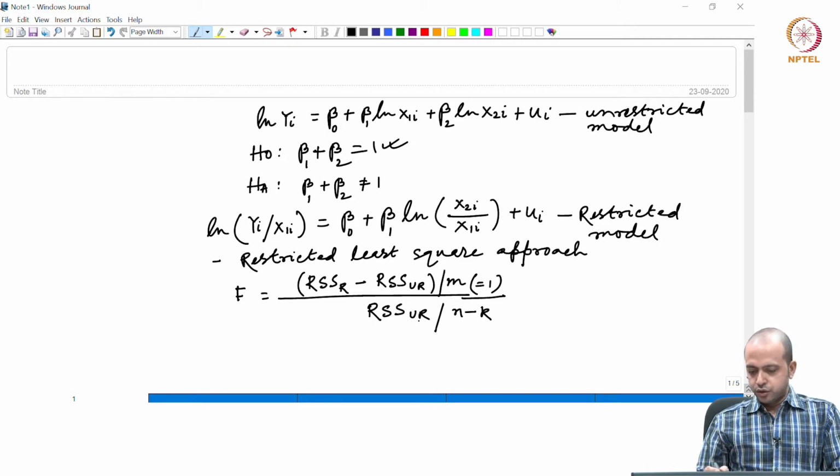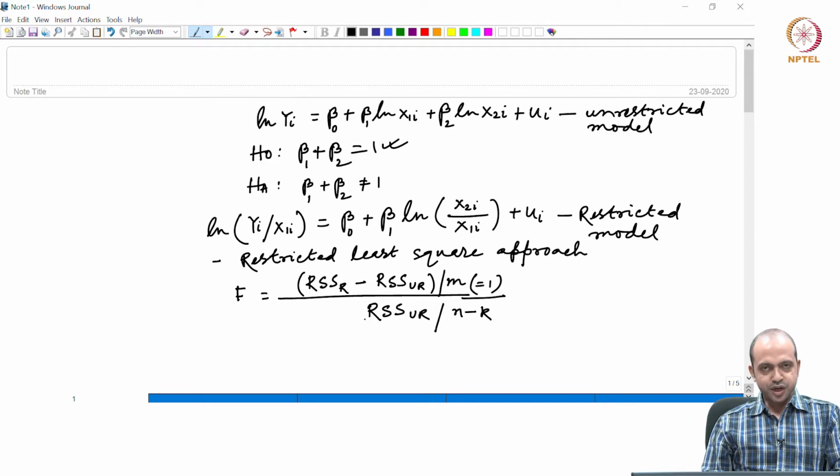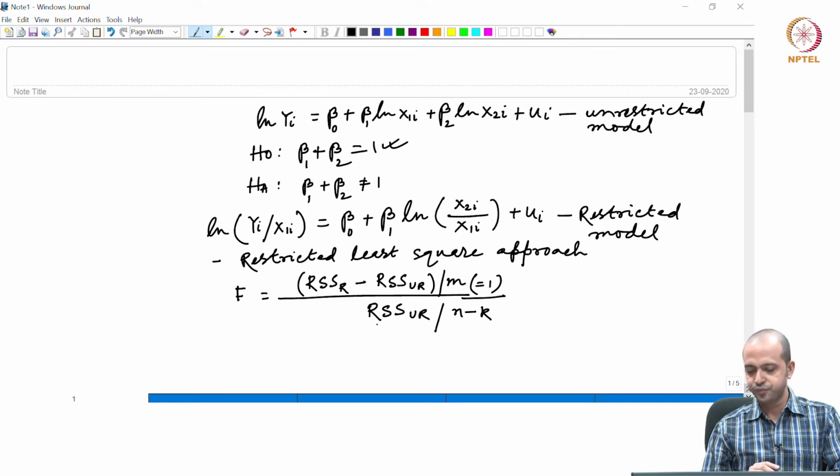So, in yesterday's lecture, I made a small mistake here. In the denominator, I wrote RSS R. Instead of RSS R, that is actually RSS UR. So, this is the corrected version of the F statistic. Please make the correction. The numerator should be RSS R minus RSS UR divided by M, and the denominator is RSS UR, the RSS from the unrestricted model, divided by n minus k, where k is the total number of parameters in the unrestricted model, right.